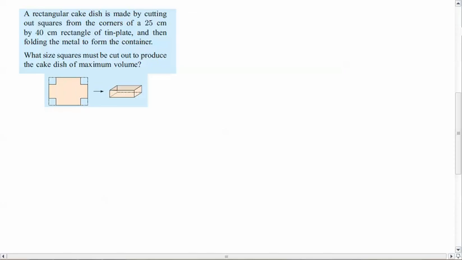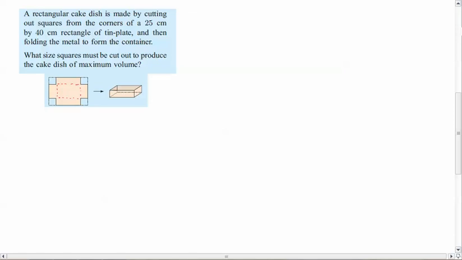We've got a rectangular cake dish, which is being made from a rectangular piece of metal. We're cutting out some corners. Each of the corners will be a square. And then we're going to fold those edges up along the edge here, right? These are going to fold up, which is then going to make us a little box, just like this, our cake dish. What we want to do is create a cake dish of maximum volume. So let's see what we end up with.